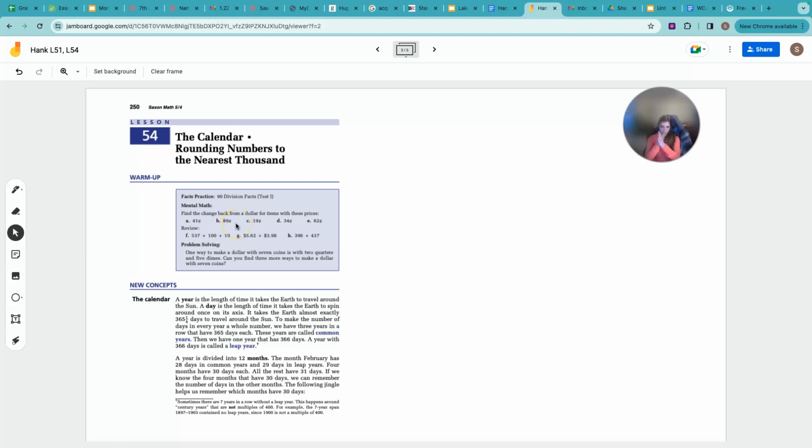This is lesson 54 in Saxon 54. So we're going over the calendar and rounding numbers to the nearest thousand. If we look at the calendar, I want you to think for a second, how many months are in a year? Think about it. Hold that number. You can say it out loud if you want to. It's 12, right? So there are 12 months in a year.